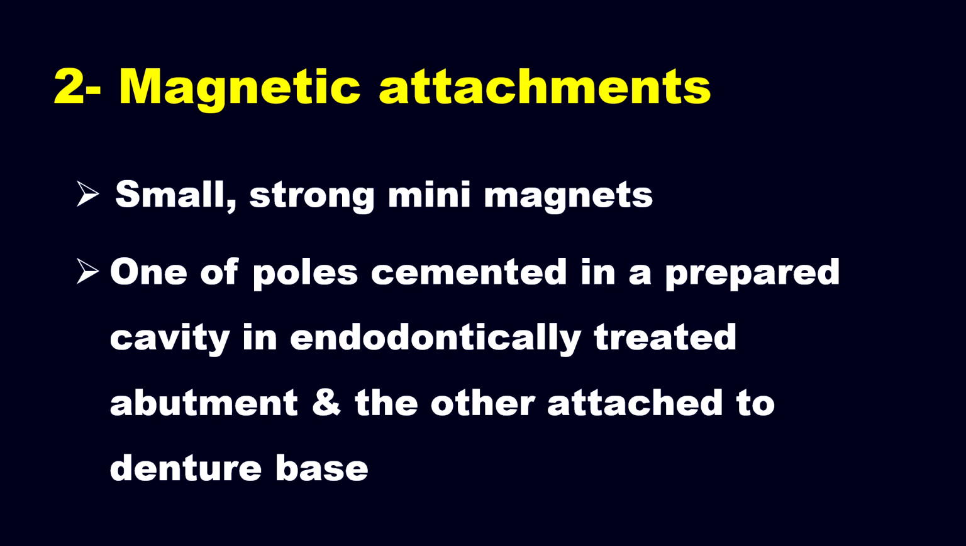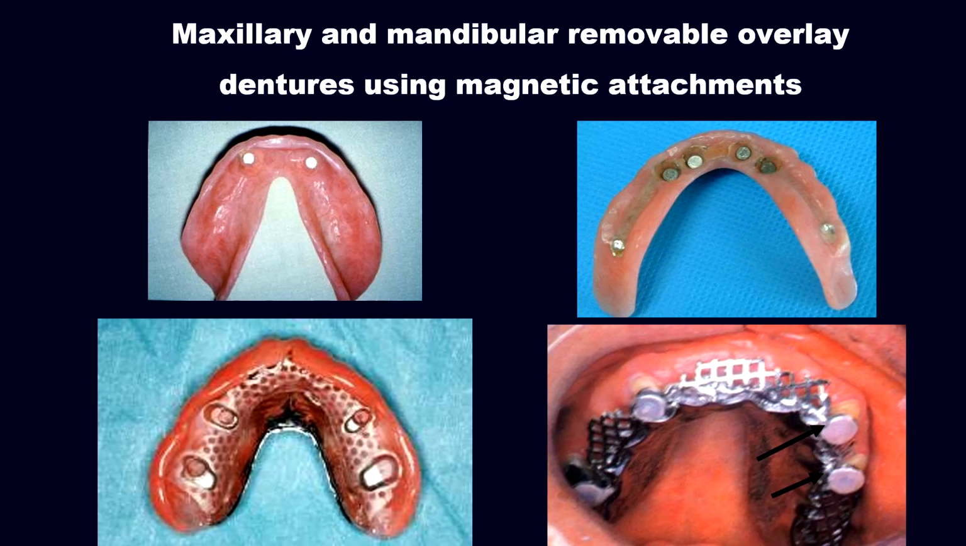Magnetic attachment: small, strong rare earth magnets will be used. One will be cemented onto the prepared cavity wall, and the other will be attached to the denture base. Maxillary and mandibular removable overdentures using magnetic attachments can be seen in this slide. The first slide depicts the placement of two magnets, followed by the final prosthesis in the next image.